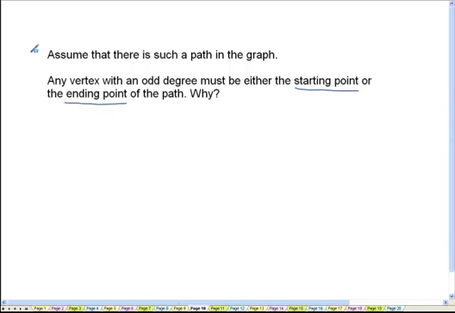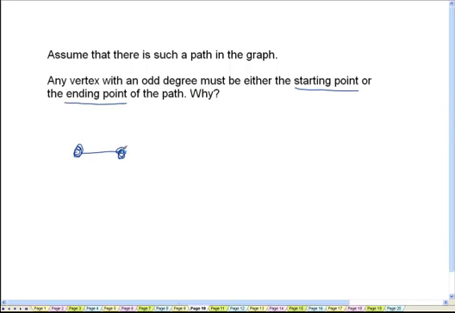So what we are saying here is that if there is such a path in the graph which traverses every edge exactly once, then any odd degree vertex in that graph must either appear at the very beginning of the path as the first vertex, or the last vertex, or the ending point of the path. In other words, a vertex with an odd degree cannot appear in the middle of the path.